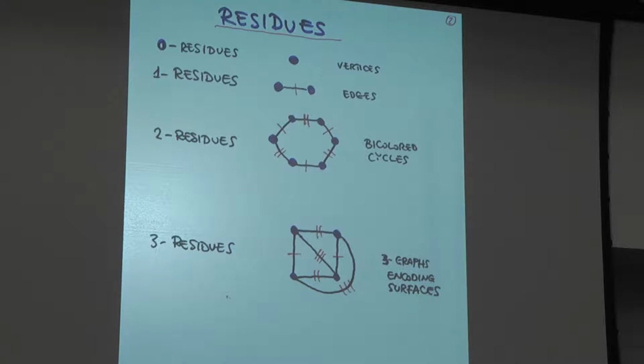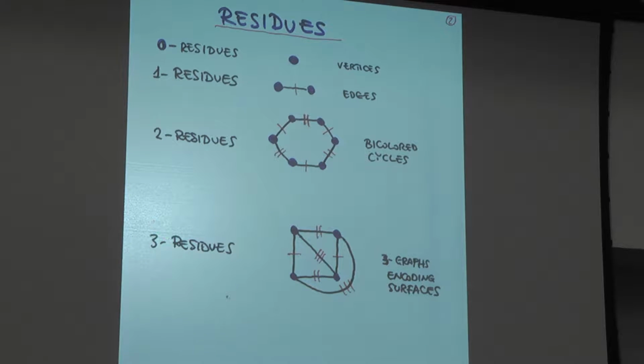What is a two residue? You fix two colors and consider the subgraph spanned by the edges of these two colors. So, of course, they are bicolored cycles of even order.